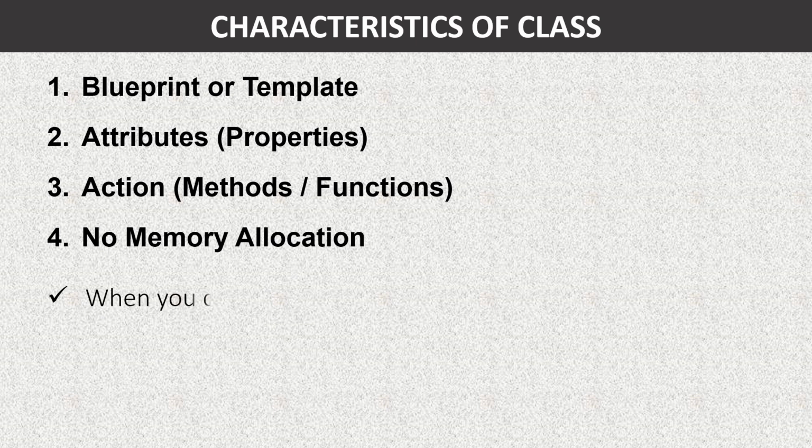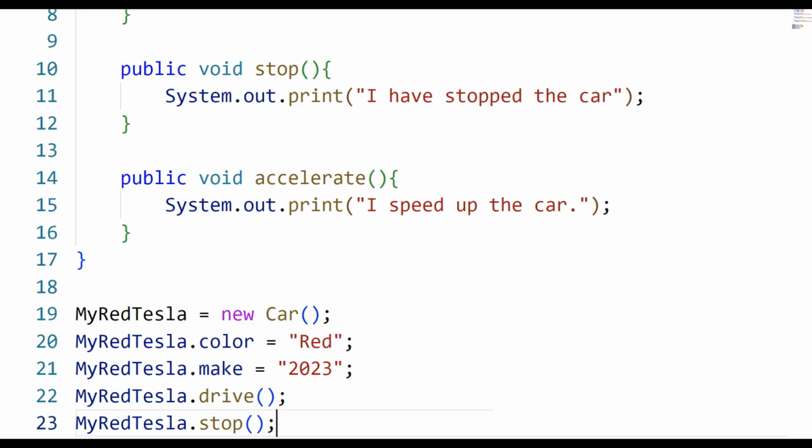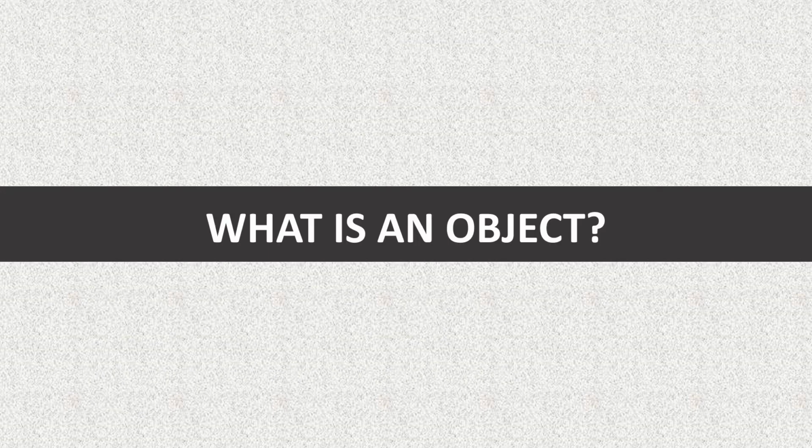When you create a class in a program, it's like a blueprint for creating an object. Just having the blueprint doesn't use up space. You only start using space when you actually build a car from that blueprint. So, memory is only used when you make an object from the class.